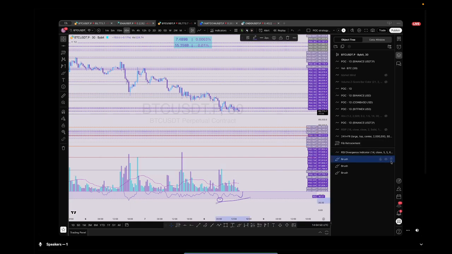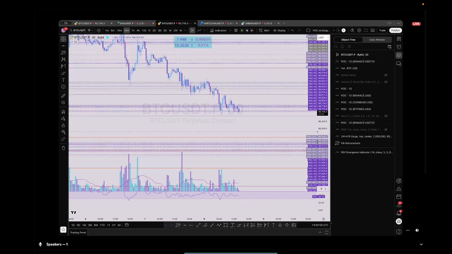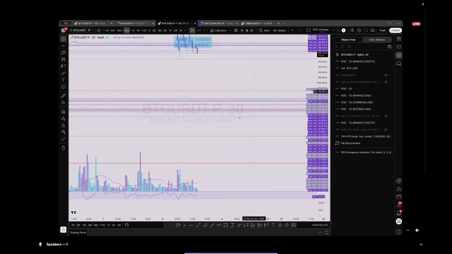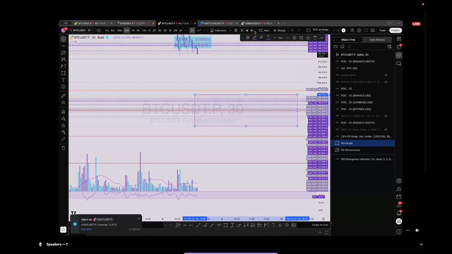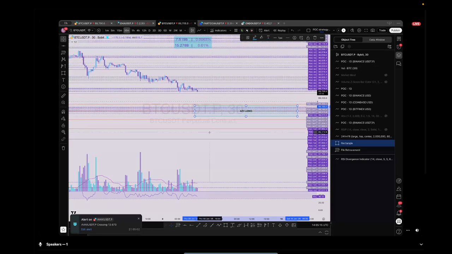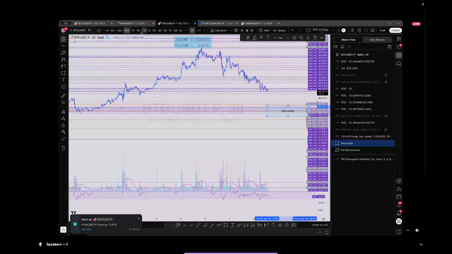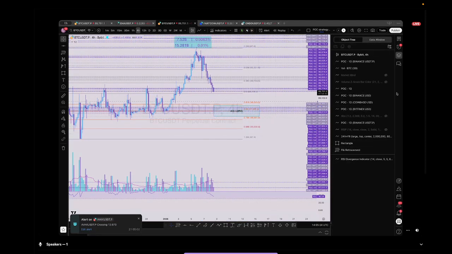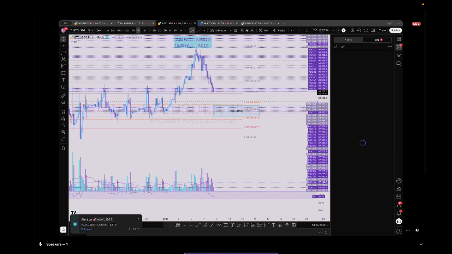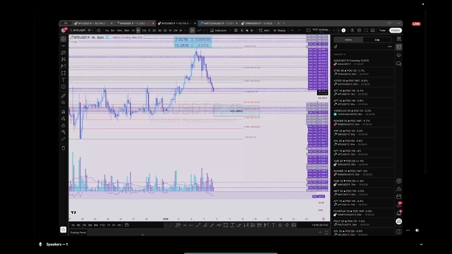We can leave this here. So usually I will put an alert here, so as soon as we go close to our area of interest, let's say from this POC, where I will look next for a long. We also have a lot of alerts. Okay, let me read it.